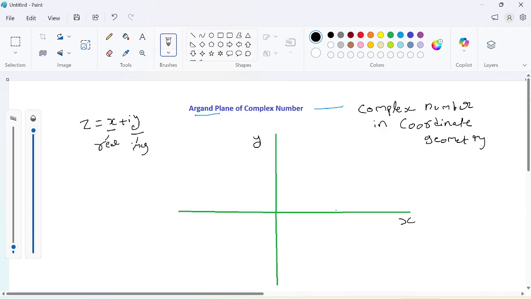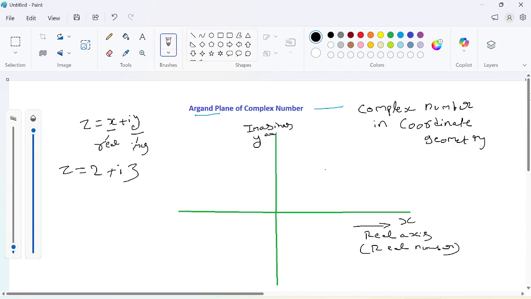So a real number is represented along the x-axis. That's why this is called the real axis in a complex number. And the imaginary number is represented along the y-axis. This is the imaginary axis. So if I have z is equal to x plus iy, let us take an example, z is equal to 2 plus i3.